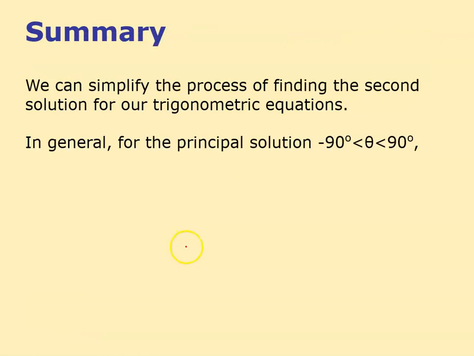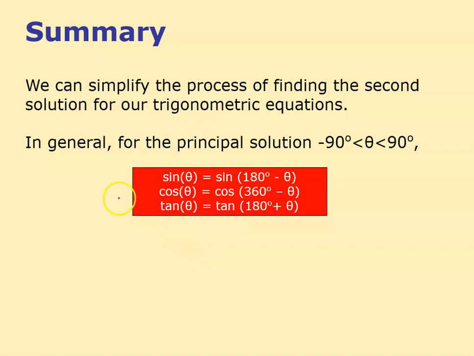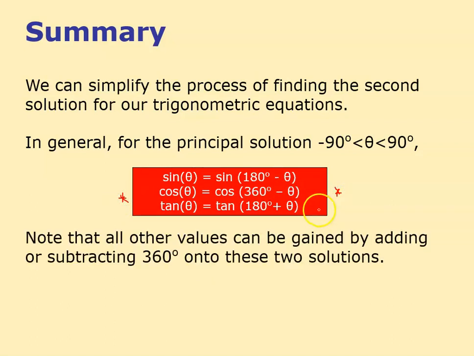And then as a summary, you're going to try and find what's called the principal solution, the first solution. To get the second solution, you can use this rule. And then you can always do the 360 trick. Add it on, take it away to get other values.